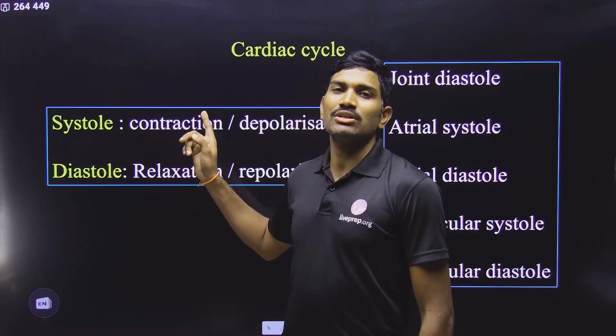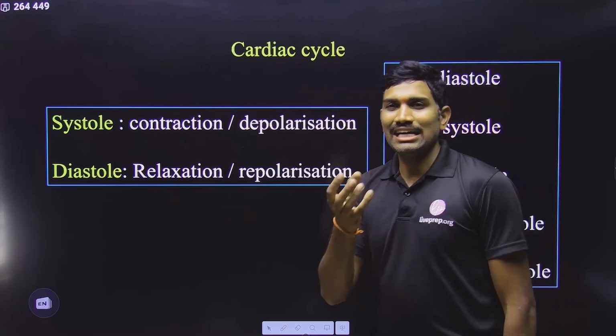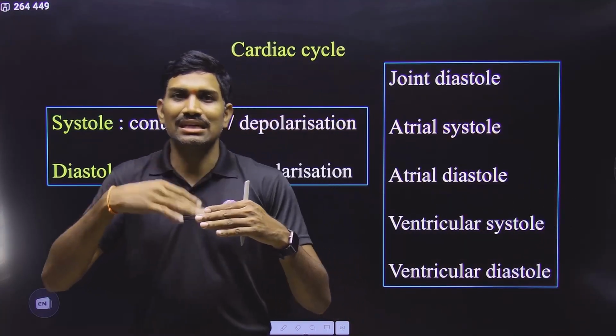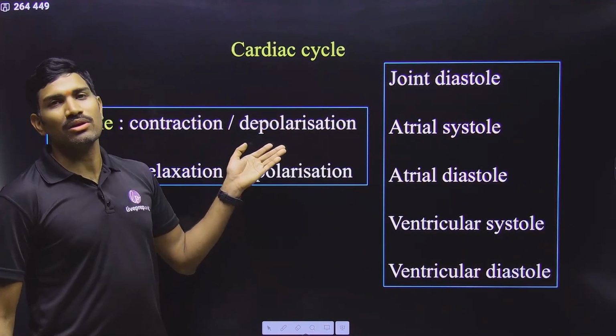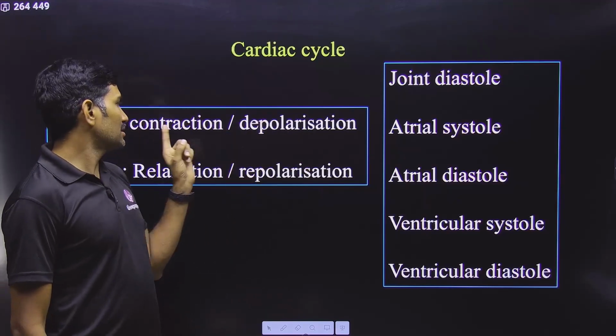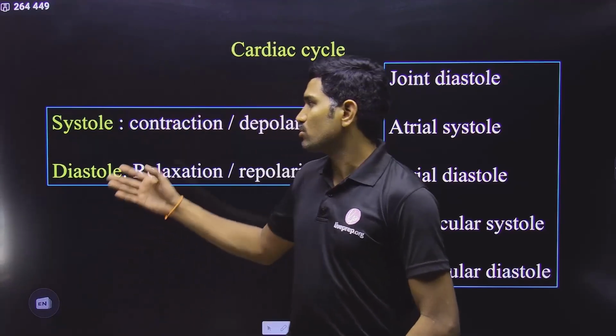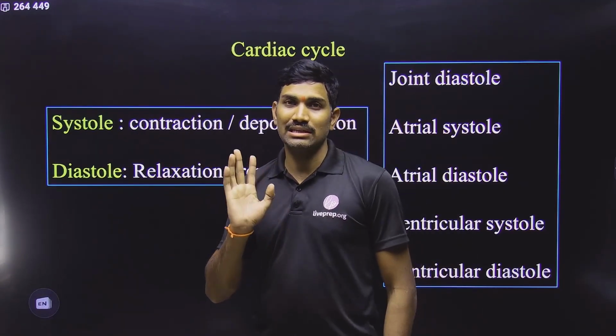Ventricular systole means ventricular contraction, and this is also called depolarization. That action potential across the cell is actually nothing but depolarization. So depolarization occurring means what? Contraction will occur. This contraction is also called a systole. Please remember these alternative names.